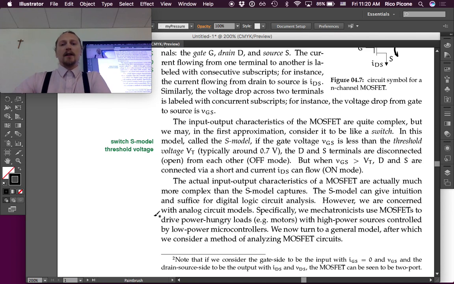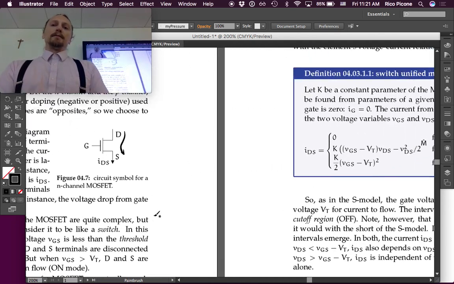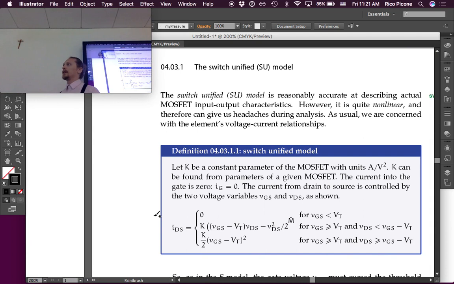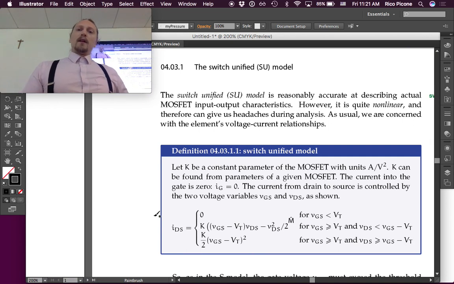So we need to turn now to a general model for the MOSFET, after which we consider the method of analyzing MOSFET circuits, and we'll do that through an example. This model is actually pretty accurate. It's called the switch unified model.